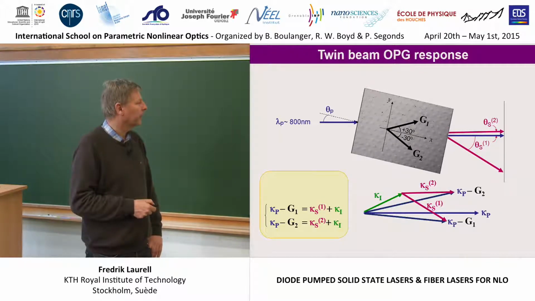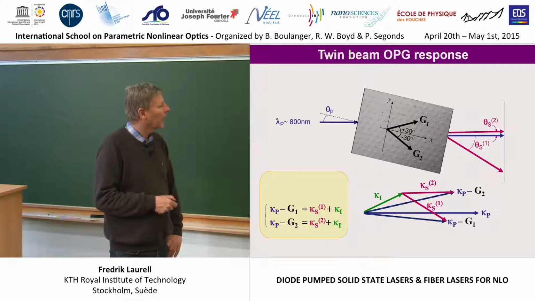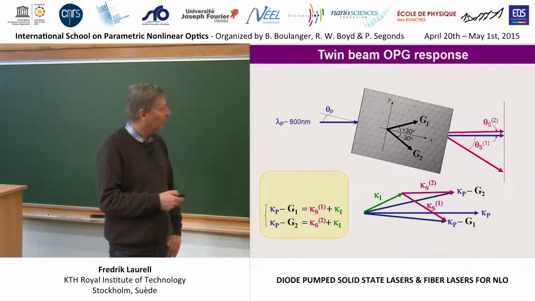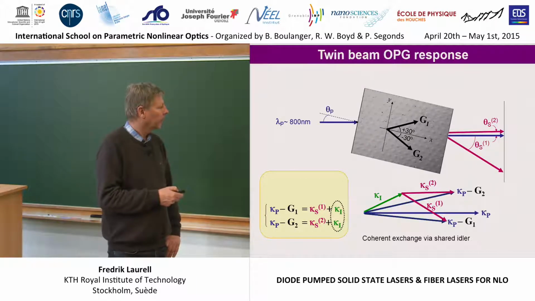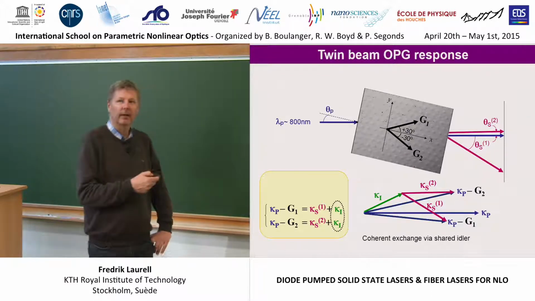So we have, for example, one case which we found particularly interesting. Then for these 2 grating vectors, we have a common idler. So the idler is going in the same direction, and then we have 2 different signals corresponding to the 2 grating vectors here. So then one can think that they communicate over this idler here. So we have a coherent exchange, and this is, of course, interesting for those working in quantum optics, and perhaps Katarina knows all about this.